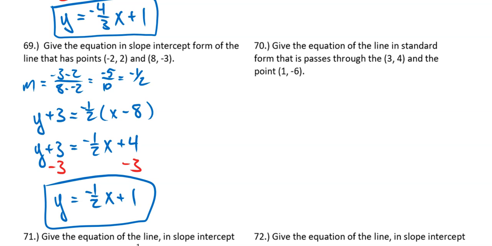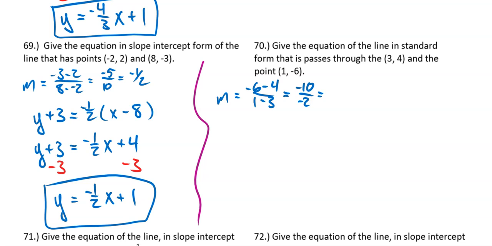That's it. But look, the next one says give the equation of the line in standard form that passes through the points 3, 4, and 1, negative 6. If I want standard form on this one, it still is giving me 2 points, which will allow me to find the slope. I have points, so I'm going to do point-slope form. I'm still starting off in point-slope form. So here, let's see, it's a negative 6 minus a 4 over a 1 minus a 3. So that's a negative 10 over a negative 2, which is a positive 5.